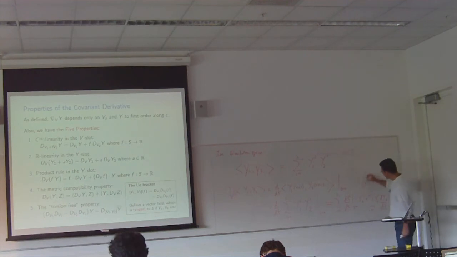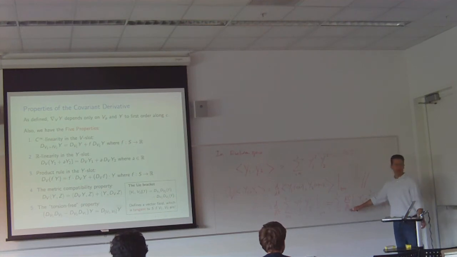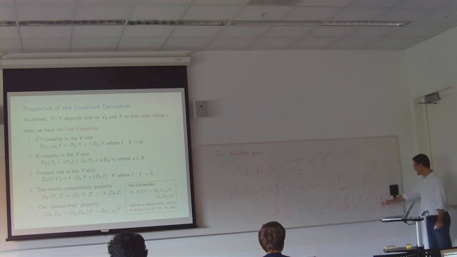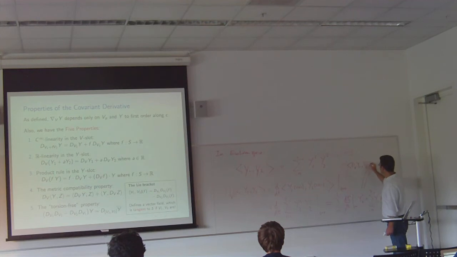And this sum of two terms, if you just look at what the terms are, this is the vector y2, this is the vector dvy1, this is the vector y1, and this is the vector dvy2. So this is the inner product of two terms: dvy1 inner product y2, plus y1 inner product dvy2.